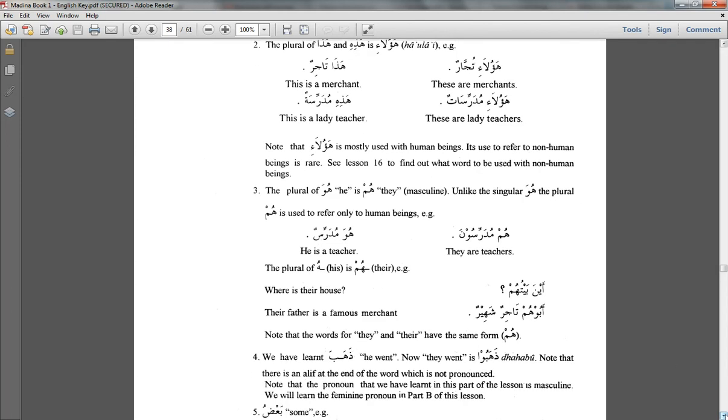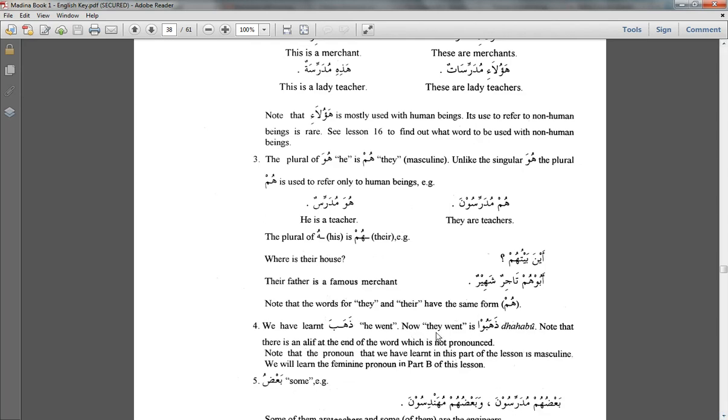We have also learned dhahaba, he went. Now they went is dhahabu. So this waw at the end with a dhamma before it indicates that this is plural. Note that there's an alif at the end of the word which is not pronounced. So whenever you have this form of past tense, which is plural, you would get this silent alif at the end of it. Note that the pronoun that we have learned in this part of the lesson is masculine. We will learn the feminine pronoun in part B of this lesson.